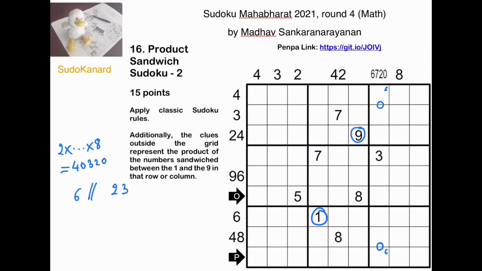The second thing that draws my attention is this 42 clue and this 7, because the product that gives 42 will include the 7. So there has to be a crust here. There's a 1 here, and the corresponding 9 must be somewhere here, either with a 6 here, which would go with a 4, or with 2 and 3 here and the 9 there.